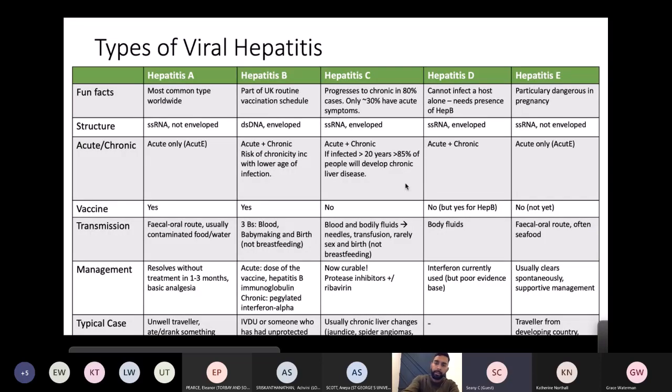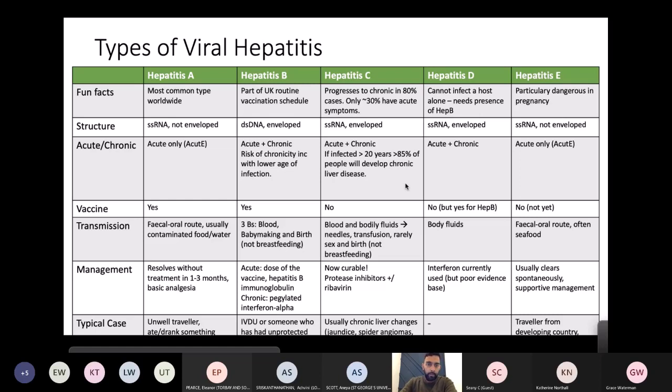So we're coming to the types of viral hepatitis. Now, I know if you're anything like me, when I saw this table, I thought, whoa, this is information overload. So I'm going to filter it down into the most succinct things that I think you need to know, going back on how the questions were based from year one.